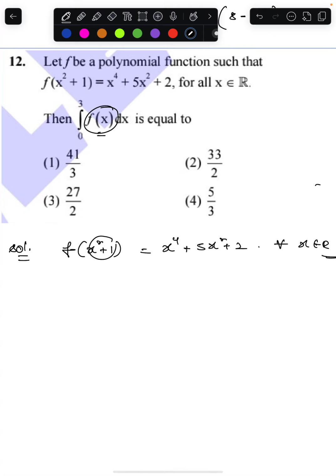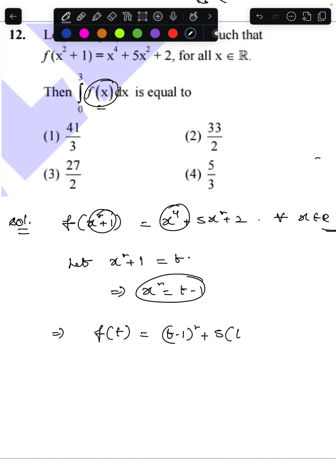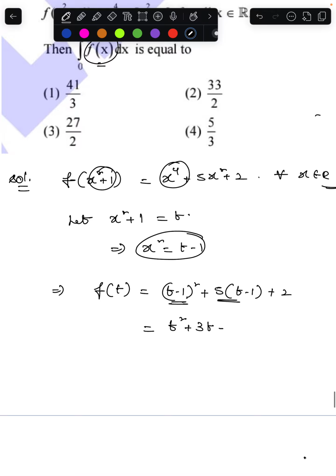See here, instead of x, we have x square plus 1. So what I do is let x square plus 1 equals t. Then you will get x square equals t minus 1. Substitute in the equation: f of t equals x power 4, that means t minus 1 whole square, plus 5 times t minus 1 plus 2. So if you expand it, t square minus 2t plus 5t, that is 3t, plus 1 minus 5 plus 2, so you have minus 2. So this is f of t.